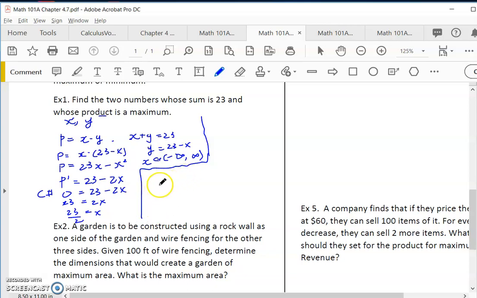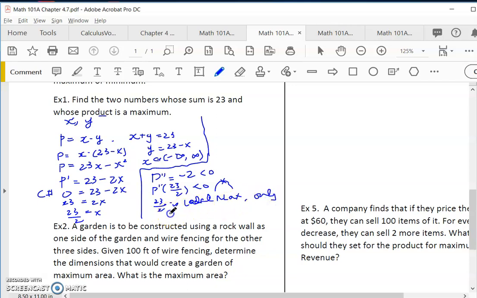So usually we do tables to see if it is a maximum or minimum. But I can also use the second derivative test to see if it is a local max or min. So I'll do P double prime. From here, it's negative 2. It's always negative, so less than 0. So that means P double prime at 23 over 2 is always less than 0. So it is concave down. So that means 23 over 2 is a local max. And it is the only one.